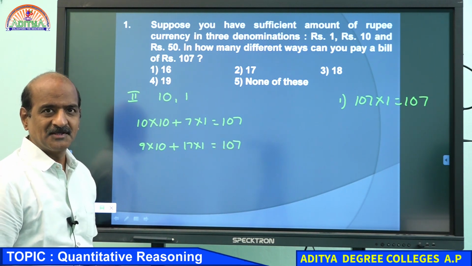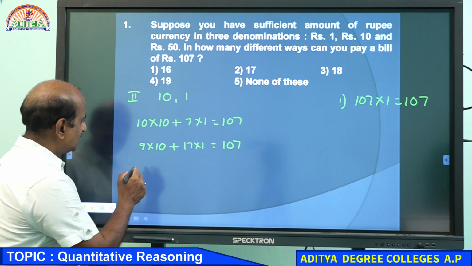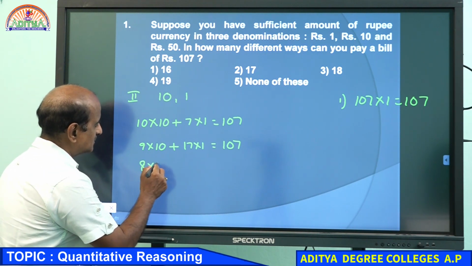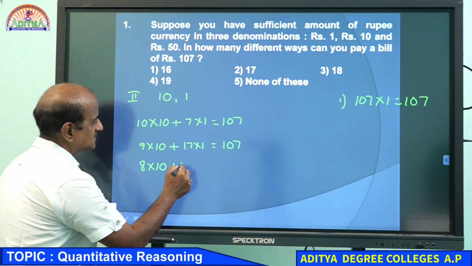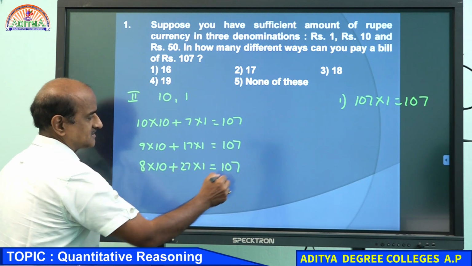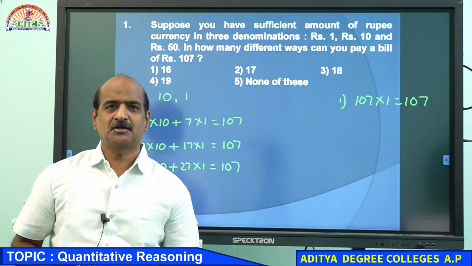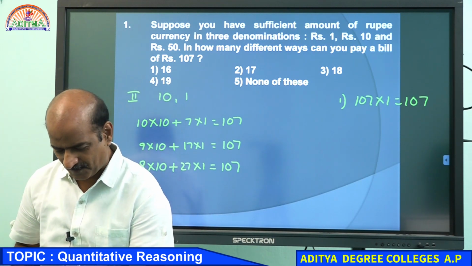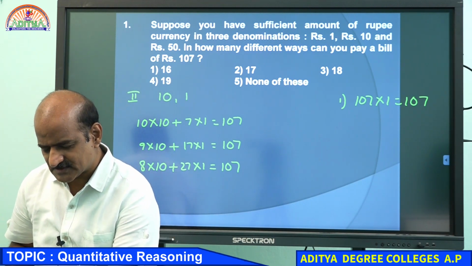Do you understand that? Okay, yeah. 8 ten-rupee notes, 27 one-rupee notes. You can make 107. Students, I think you are able to understand what is my point. Am I clear to you, students?